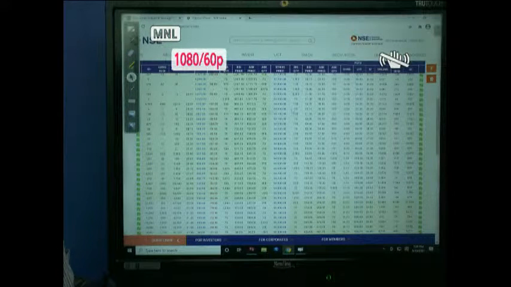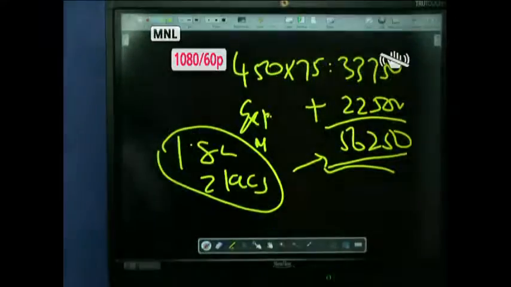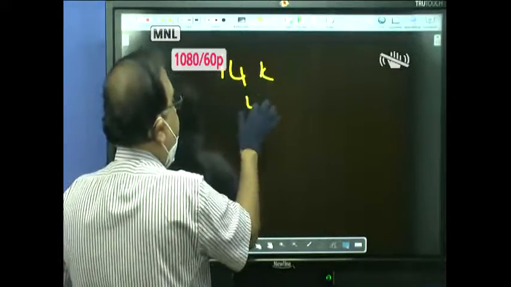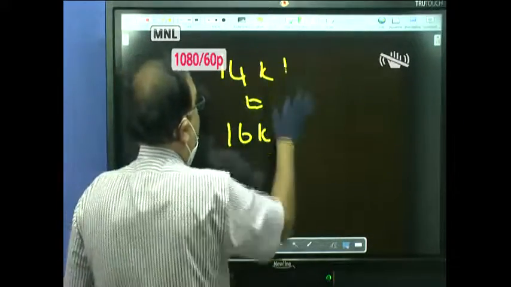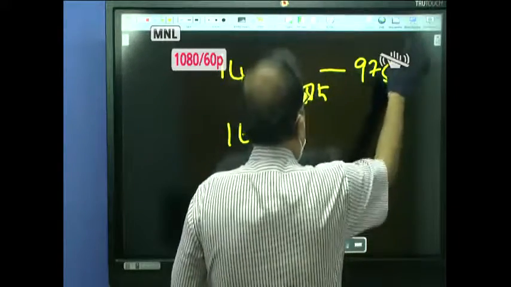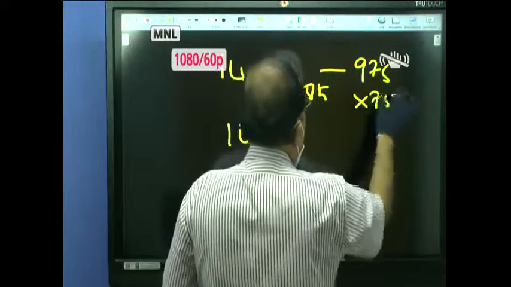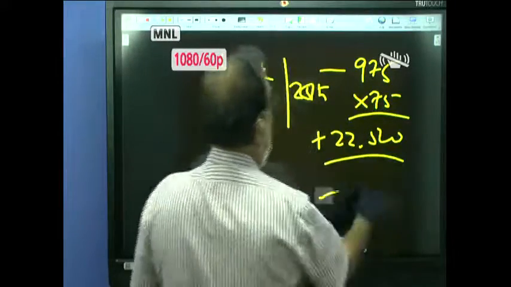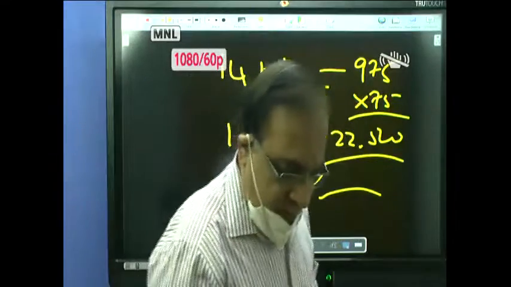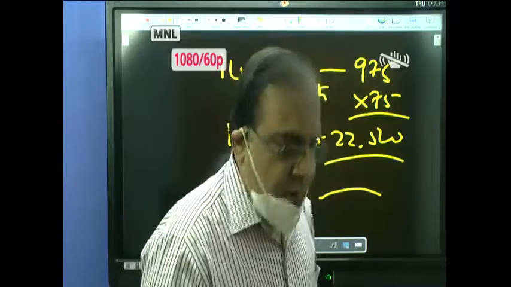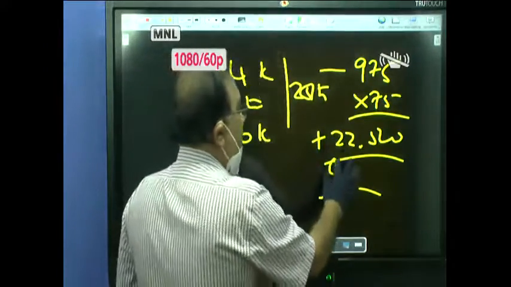So the 14,000 calls for 975 rupees. So if I do a 14K and 16K for the 25th, then I will have to pay something like 975 rupees here. Okay, so 975 into 75 plus 22,500. This is the margin I'll have to pay. So 975 into 75, 73,125 plus, so 95K I'll have to pay.